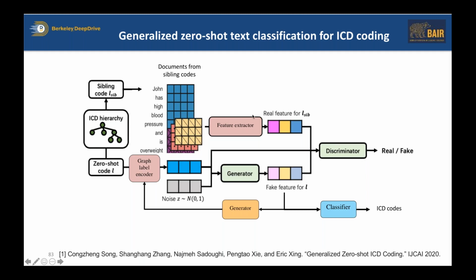And then we can also make use of the sibling codes. Even though we have no training data from this code, we may have some training data from its sibling code, because the ICD coding has this hierarchical structure. With the documents from the sibling codes, we can extract the features, and we encourage the features from the sibling codes to be very close to the feature generated for this unknown code. After we generate this feature, we can also fine-tune the classifier based on the generated features and have better prediction of the unknown code.